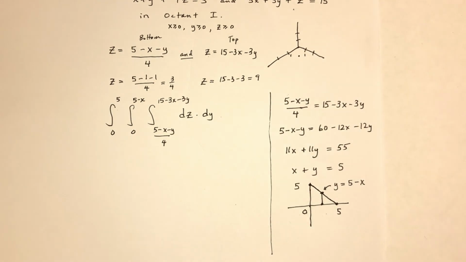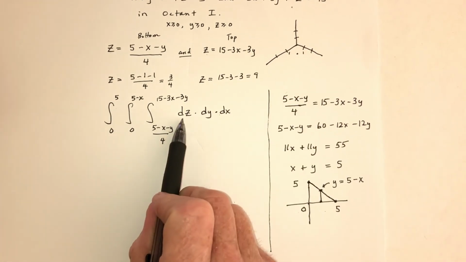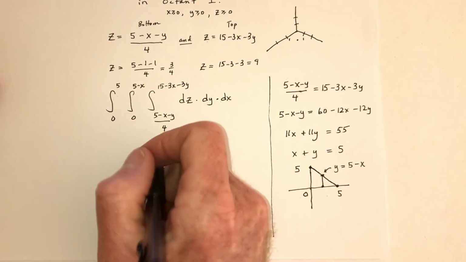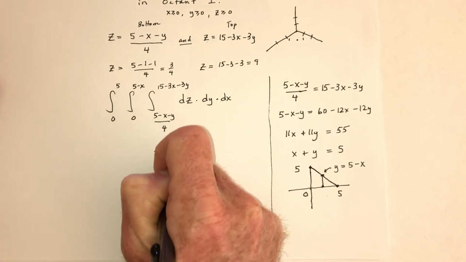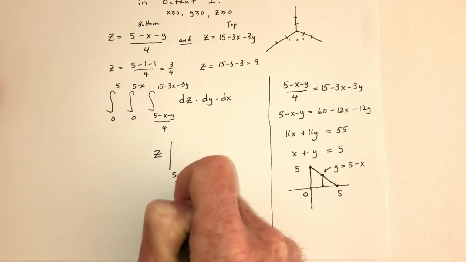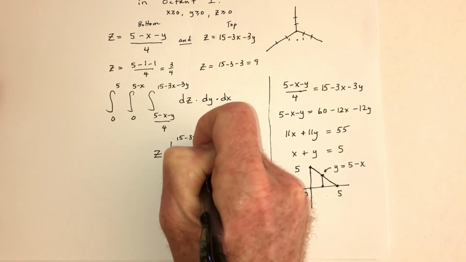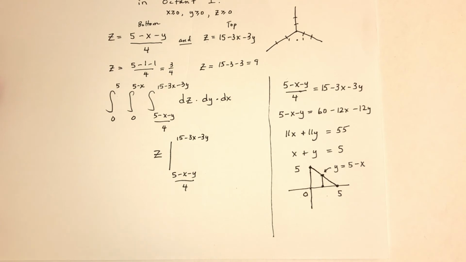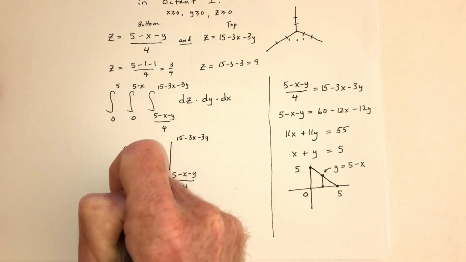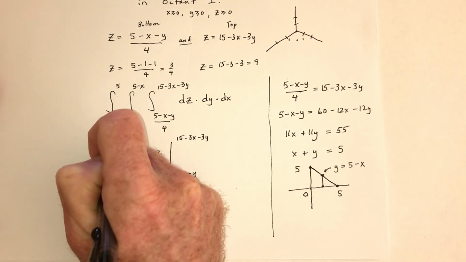Okay. Now we did the hardest part, which is setting up the integral. Now for the fun part, actually integrating. So integrate with respect to z. This just becomes z, evaluated from the bottom, 5 minus x minus y over 4, to the top, 15 minus 3x minus 3y. And then this is the integral from 0 to 5 minus x, and this is the integral from 0 to 5.